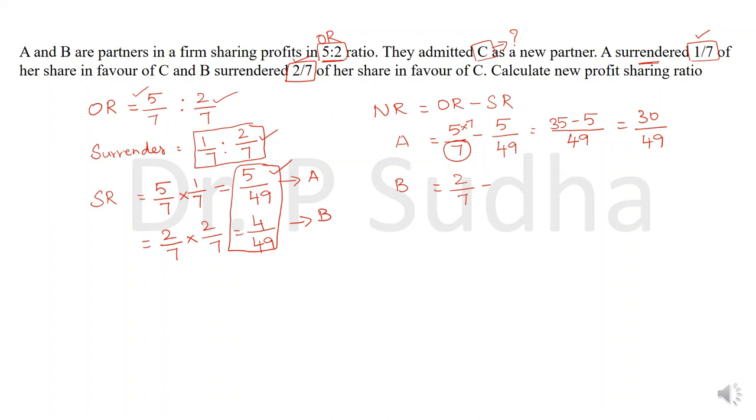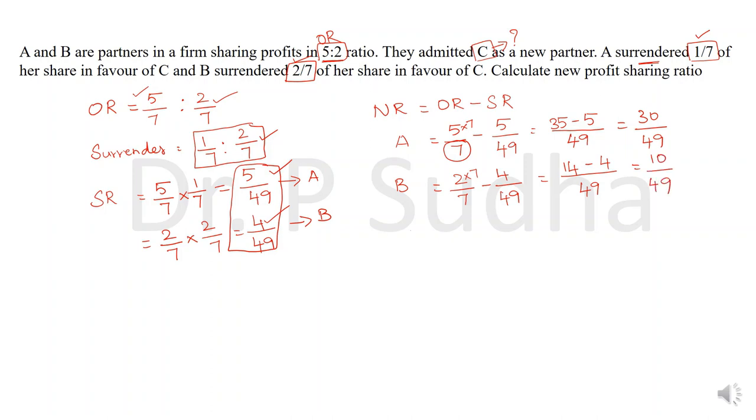2/7 is the old ratio. What is the sacrificing ratio? We have calculated it here. It is 4/49. 49 is the common LCM. So if we have to convert this into 49, we should multiply it by 7. 7 2s are 14 minus 4. 14 minus 4 is 10 divided by 49.